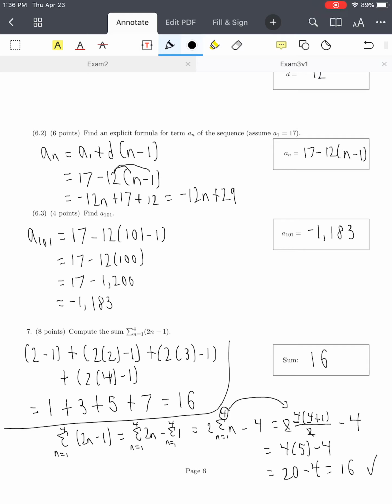There are times when using the formula, the way 2, is easier, but since there are only 4 different things that we're adding, number 1 is easier for this one. And that is all we have for this exam. So yeah, good luck on the test.